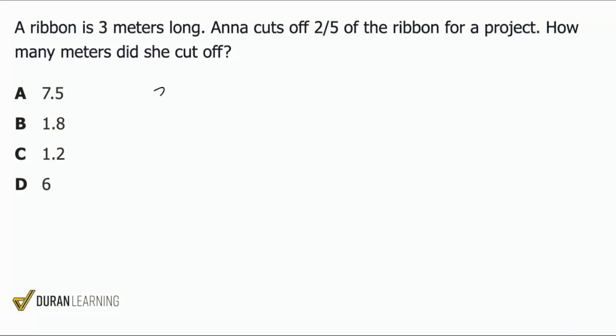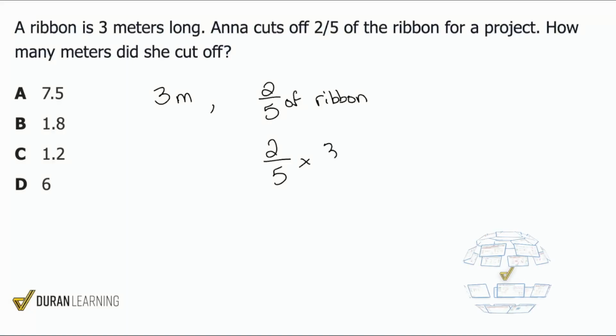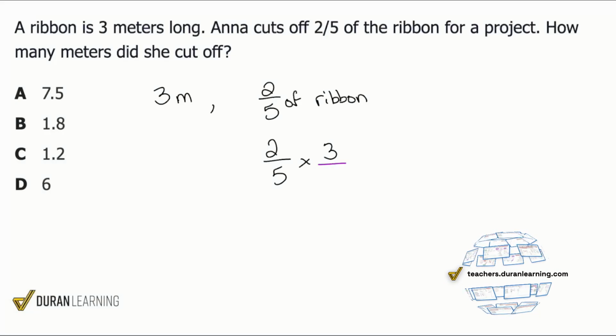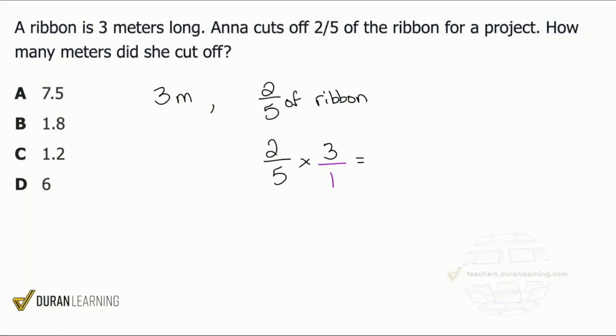We see that we have a ribbon that's originally 3 meters long, and then we cut off 2/5 of the ribbon. So let's just translate this to math. The word of is multiplication. So we have 2/5 multiplied by, and the ribbon that we're given, like we said, is 3 meters long. And so if we're multiplying, this is what we'll do. We'll go ahead and write this as a fraction over 1, because now we'll be multiplying the numerators and denominators together, and we're all set. 2 multiplied by 3 is 6. 5 multiplied by 1 is 5. And our answer is going to be 6 over 5.